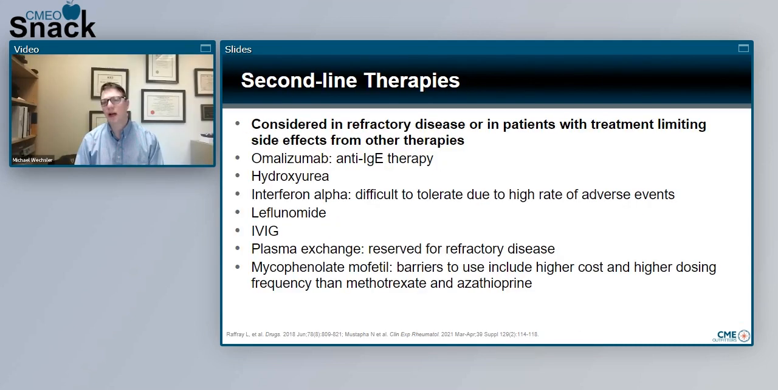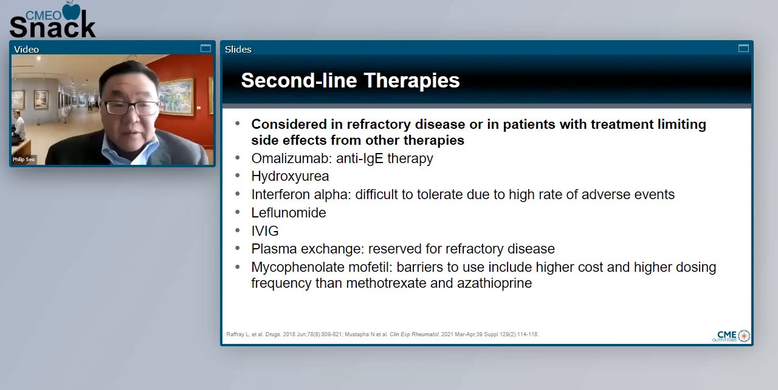Are there other treatment options that are considered second-line therapies that you've utilized or that have been reported to be utilized that have some efficacy? Absolutely. So the first thing I'll mention is omalizumab, and Mike, correct me if I'm wrong, but omalizumab is a drug we used to have a lot more enthusiasm for than we do now. Are you using omalizumab for any of your patients?